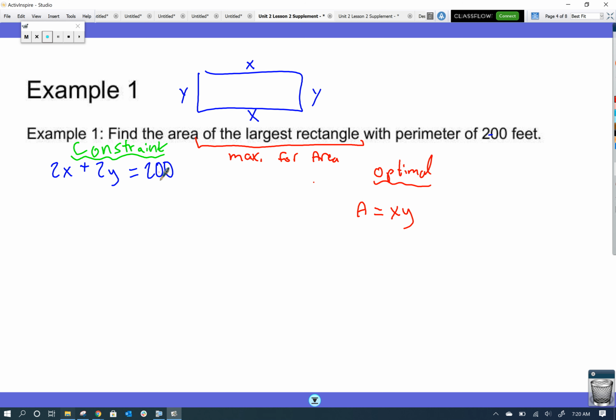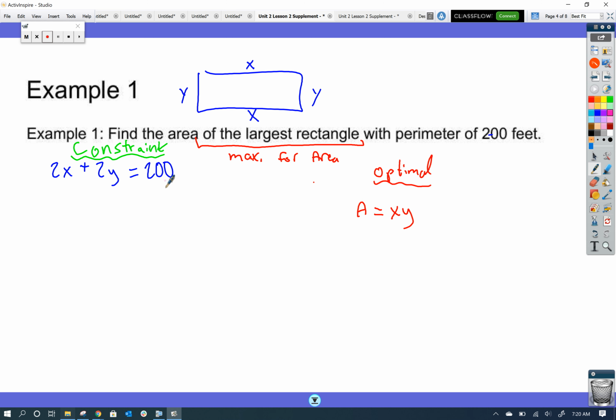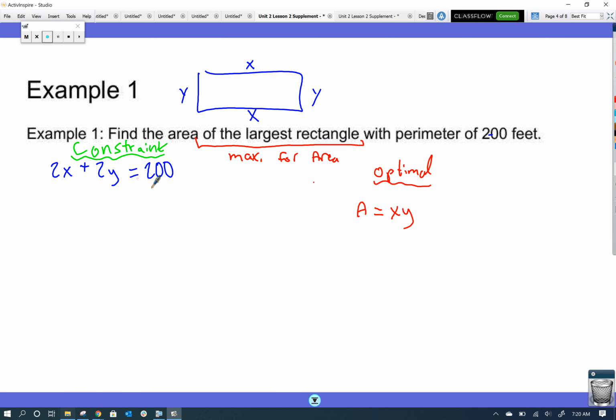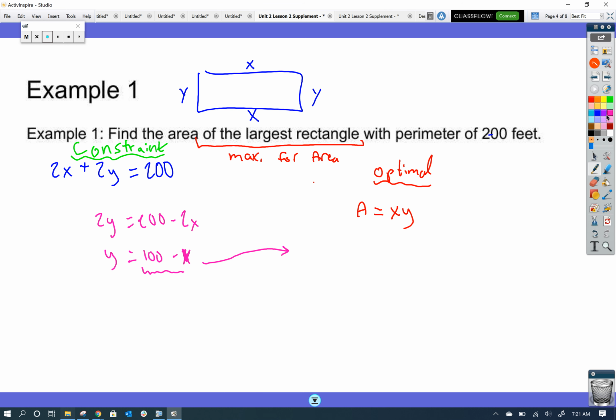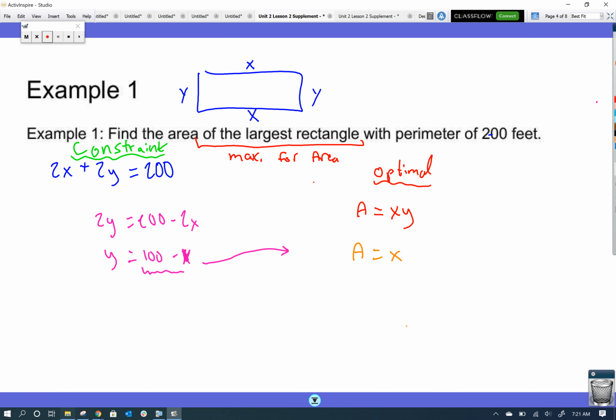We go to our constraint equation, and we solve so that we can have a substitution. So let's do minus 2x. You could solve this for x or y. It doesn't matter, but I'm just going to solve for y. So we'll get 2y equals 200 minus 2x. And then we're going to divide both sides by 2 to get y equals 100 minus x. All right, so this right here, we're going to substitute in. So that's going to get us area equals x, and instead of a y, I know what y is in terms of x.